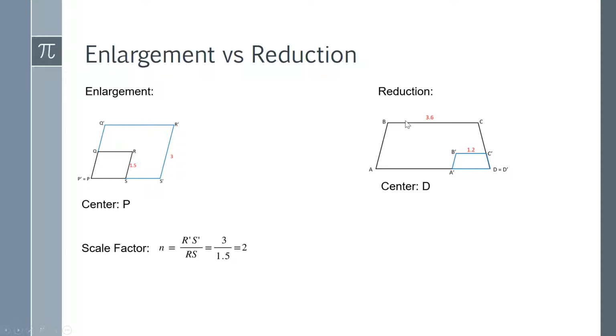We've got a center of D. Then we have a scale factor, B prime C prime over BC. That's 1.2 over 3.6. This is 1/3. Do not confuse that with being 3. Just because 12 goes into 36 3 times does not mean that this equals 3. The smaller number is on top, so this will remain a fraction. So this is a fraction of 1/3.